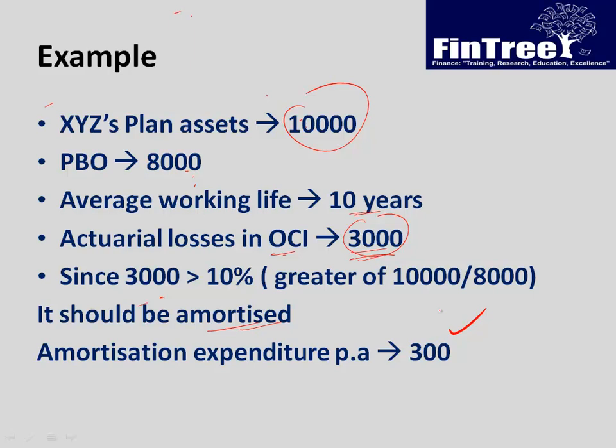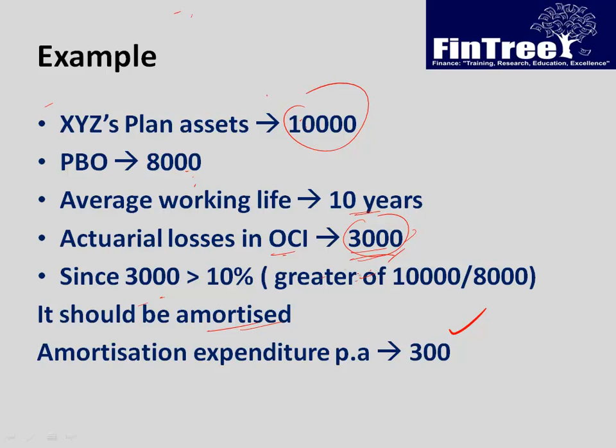So this is the corridor method. In the book, what it says is you will not amortize 300. You will amortize only the excess amount above the corridor. So it will be only 200 that will come. You would amortize only the amount in excess of the corridor, so it will be only the 2,000 that will be amortized. You will amortize 300 every year. You will stop when it reaches 1,000.